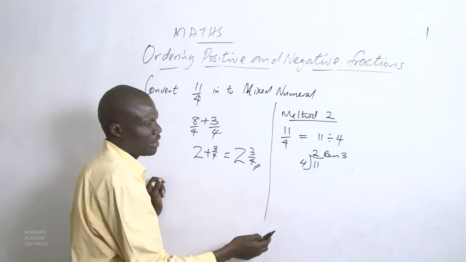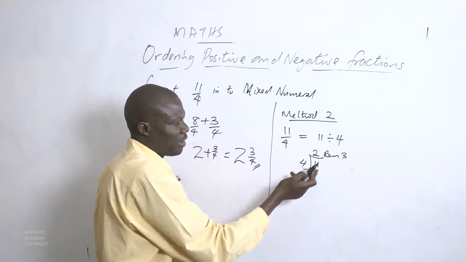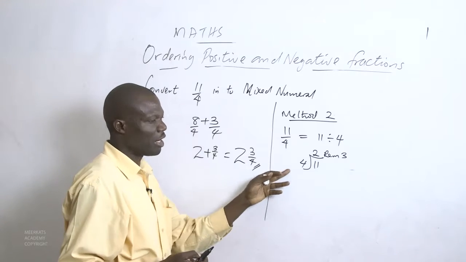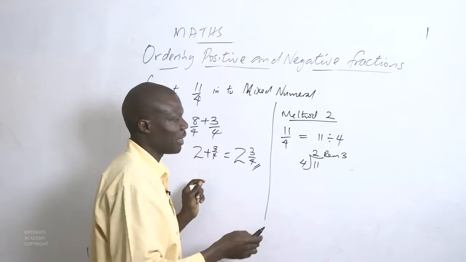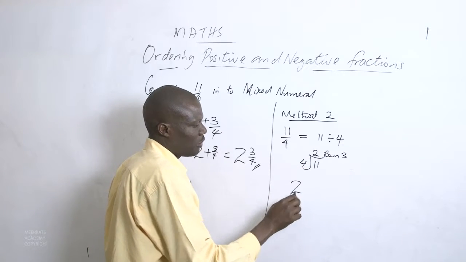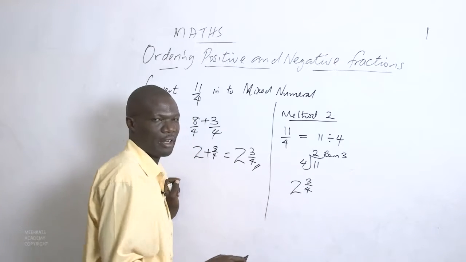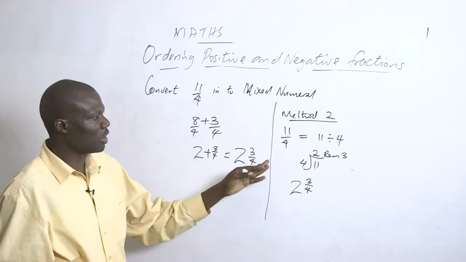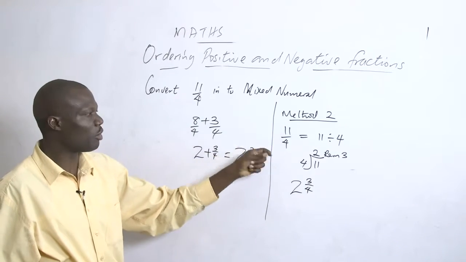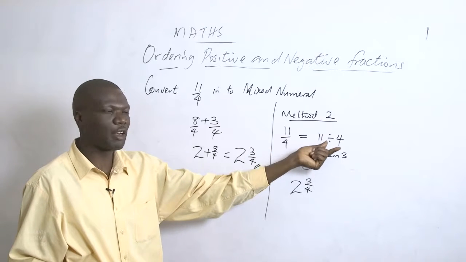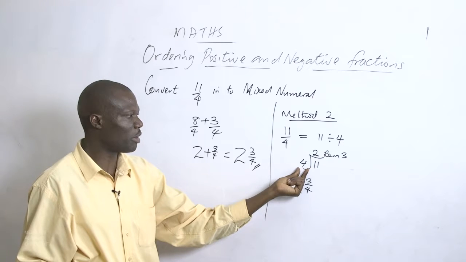So if that is the case, what we are remaining with here is 3 divided by 4, which is not divisible. You cannot divide it evenly, so we leave it like that. So we have our 2, and the remainder, what is remaining, is 3 divided by 4. So in this particular case, when you write a fraction, 11 over 4 is simply the same as saying 11 divided by 4.